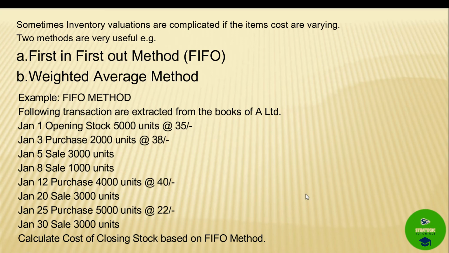Next, on the 20th, there is a sale of 3,000 units. On the 25th, again purchased 5,000 units at the rate of 22. And finally, on the 30th, the sale of 3,000 units. So what is the closing stock valuation under the FIFO method?